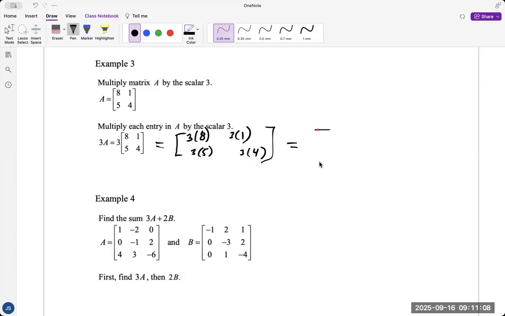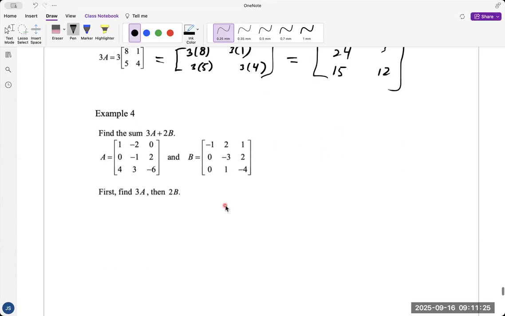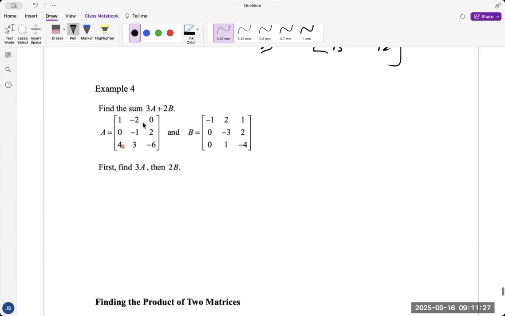So the final answer is 24, 3, 15, and 12. And there we go. Not bad. Now we can actually find this sum. It's saying, take matrix A, multiply by 3, and then take matrix B, multiply by 2, and then add the two together.